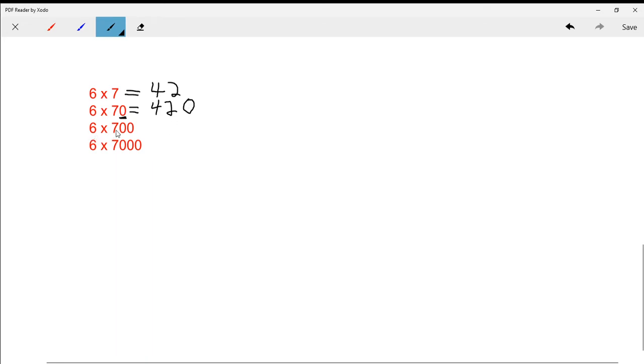Now 6 times 7, once again, is 42, and how many zeros are here? There's 2 zeros here in 700, so 6 times 700. So that means I'm going to add those 2 zeros here. And 6 times 7 is, once again, 42, and there are 3 zeros in 7,000, so I'm just going to add the 3 zeros.